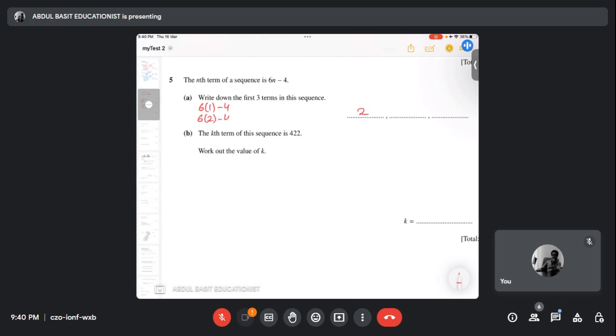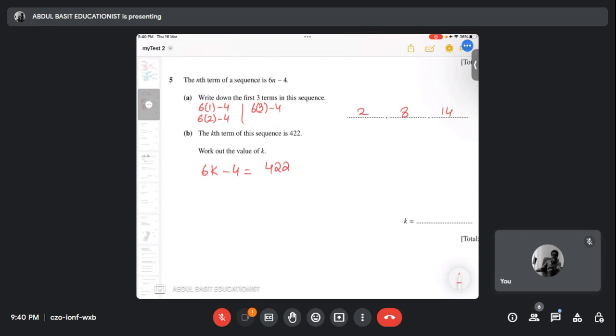6 twos are 12. 12 minus 4 is 8. 6 threes are 18. 18 minus 4 is 14. Now they say that the kth term of the sequence is 422. We don't know which term is 422. We have to find that term. So it is 6k minus 4 and the answer is 422. We need to find the value of k.